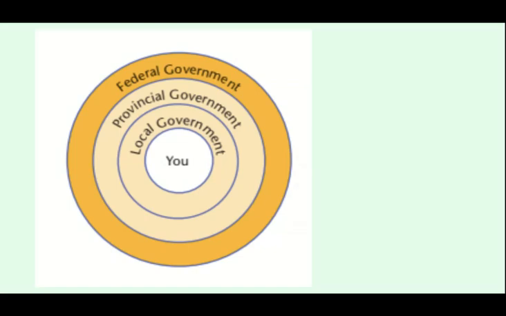We have 3 levels of government. We have us at the center, and then we have a local government, so somebody that represents us in the city of Calgary. Then we have a provincial government, so we have somebody called an MLA who represents us in the provincial government, and then we have an MP in our area that represents us at the federal government level.